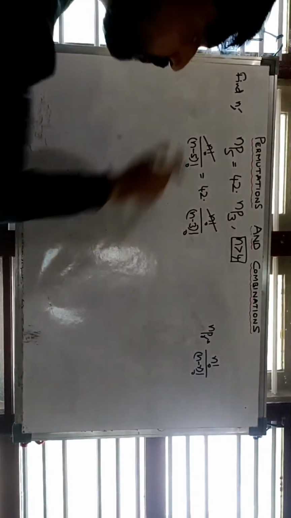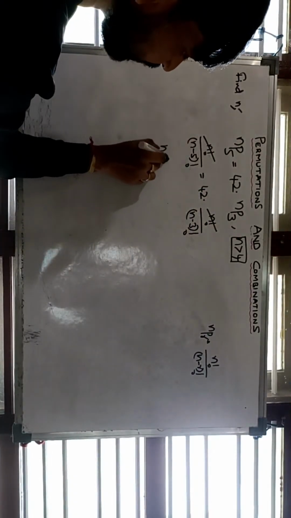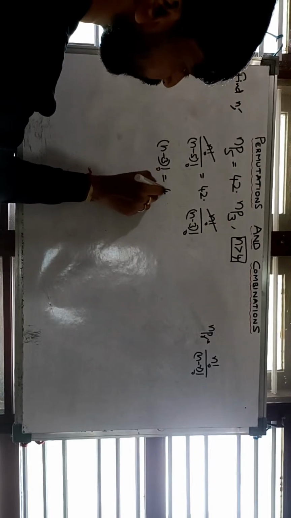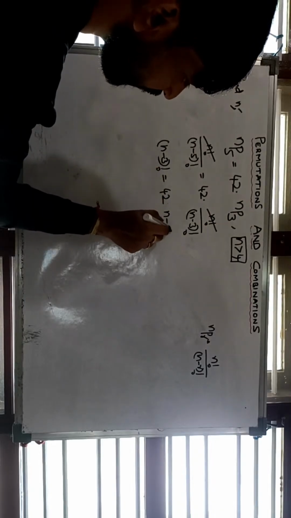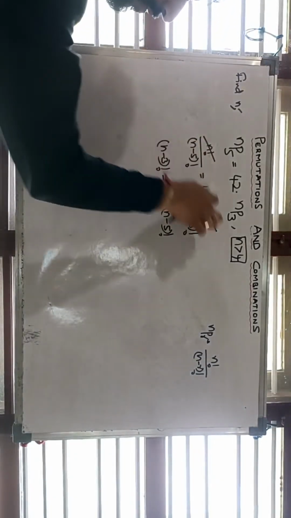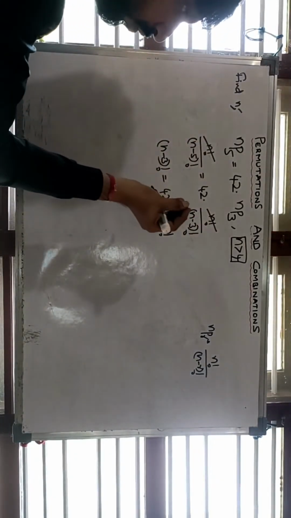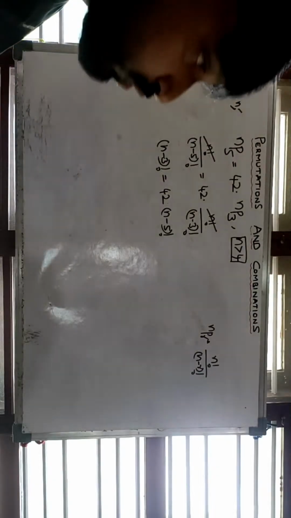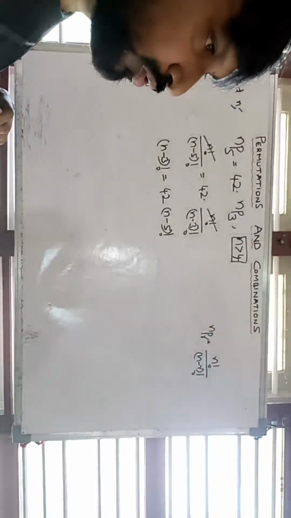Then let's go for cross multiplication. N minus 3 factorial is equal to 42 times n minus 5 factorial, cross multiplication. Then you are going to convert into factorial. So which is highest, which is least, you have to know. So in the previous question we discussed.